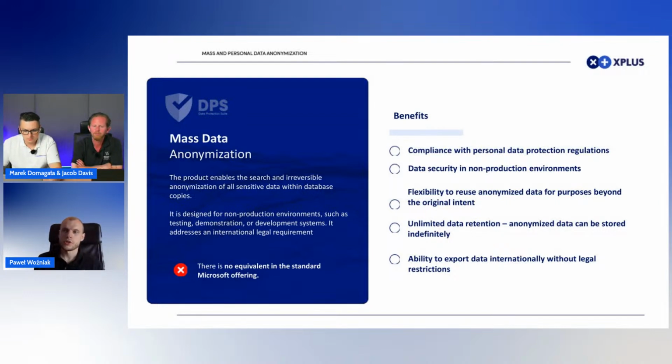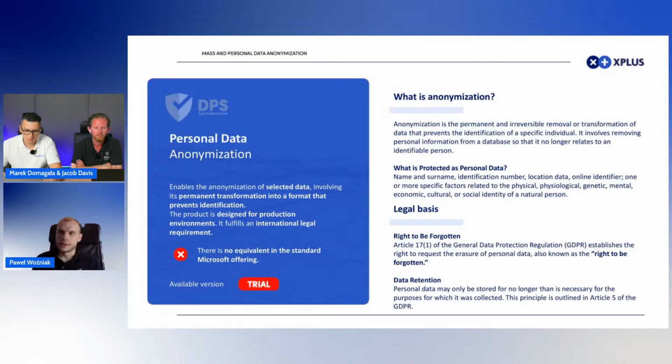So mass data anonymization is for non-production environments, to anonymize the whole databases. And it is different from personal data anonymization. This, as mentioned, allows you to point out exactly which values, which data you want to anonymize. You can scan through the whole database and select what should be anonymized. So you can select a single customer, find all the relations where the customer was in the system, where his data appears, and then anonymize it.